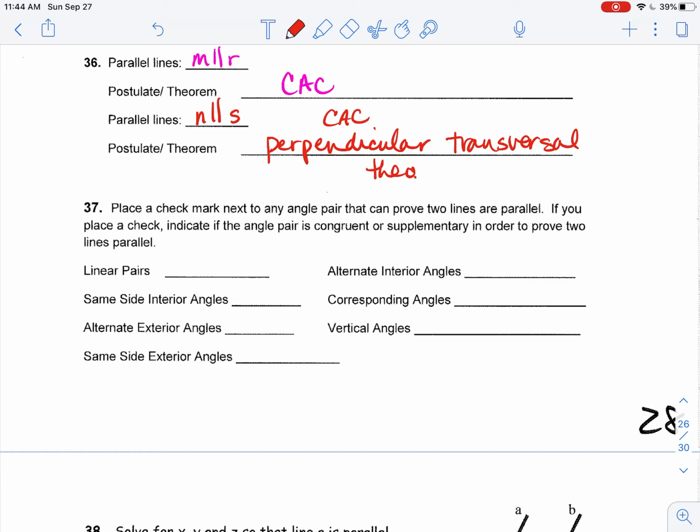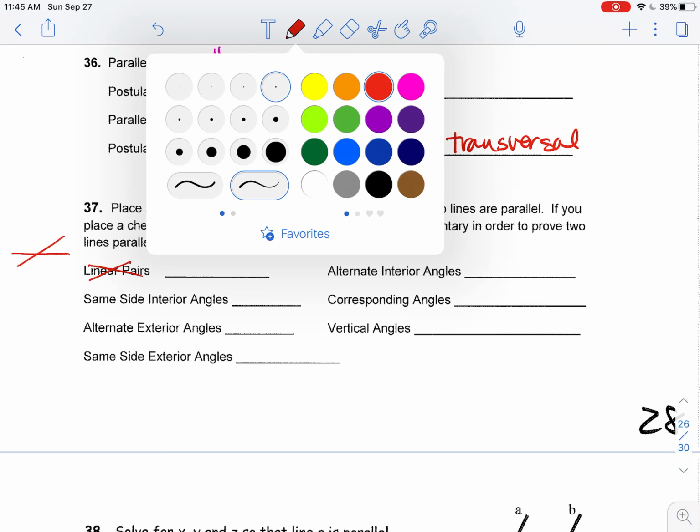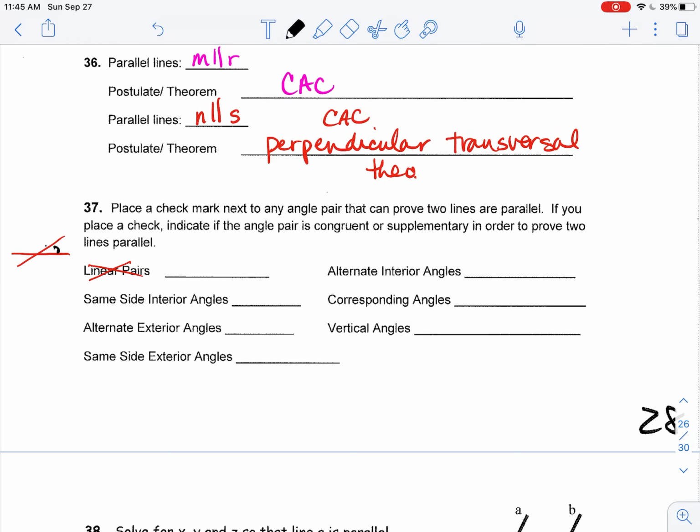Okay, in number 37, place a check mark next to any angle pair that can prove two lines are parallel. If you place a check, indicate if the angle pair is congruent or supplementary. Now, linear pairs do not prove two lines are parallel. Linear pairs are just like this, where you've got an angle here and an angle here. That just means they add up to 180. It does not prove two lines are parallel.